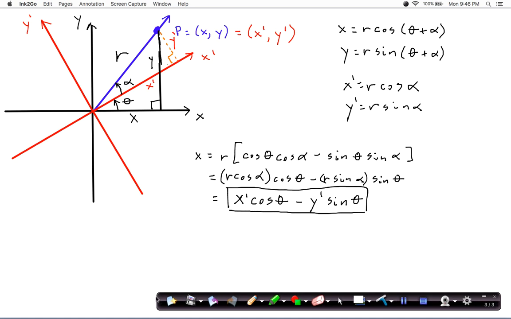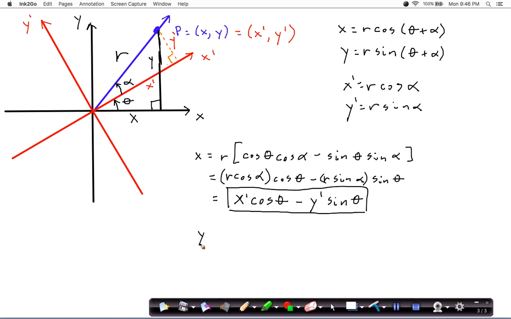Let's do a similar thing for y. So y is equal to r sine, this is from up here, r sine theta plus alpha. And let's expand that out. We have another identity that we can use over here. So this is equivalent to r times sine theta cosine alpha plus cosine theta sine alpha.